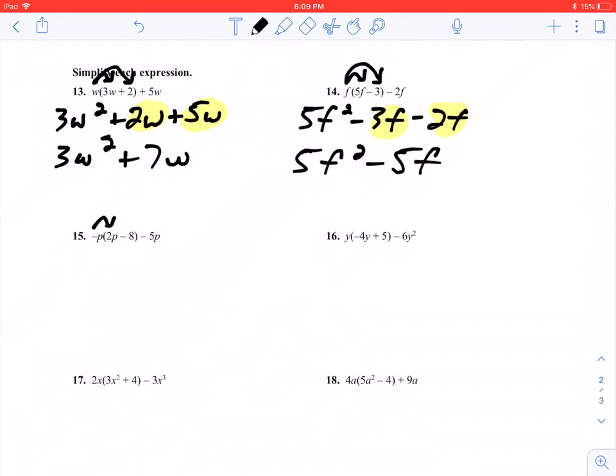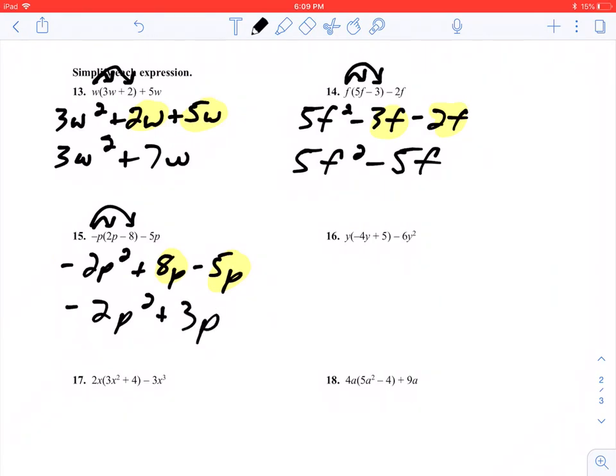This negative p has to distribute. So negative p times 2p is negative 2p squared. Negative p times negative 8 is positive 8p. And then we have a minus 5p that's still there. These two are like terms. Those two have to be combined. So we have our negative 2p squared. 8 minus 5 is 3p.